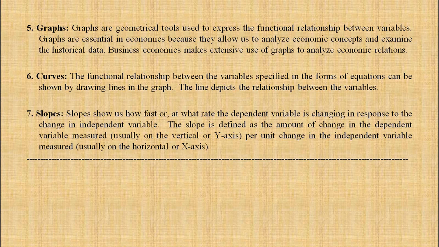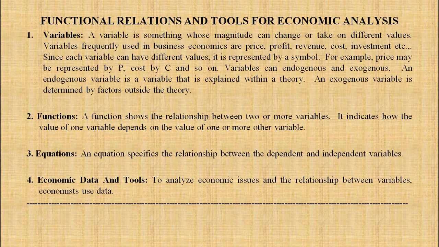The curves can be a straight line, or they can have different types of shapes also. It can be upward sloping, downward sloping, horizontal, or vertical. Any type of slope is possible. So this is what you have to understand about the various concepts of economics. These are the functional relations and tools for economic analysis. This is just a basic to understand business economics. The basic concepts are given in this topic.